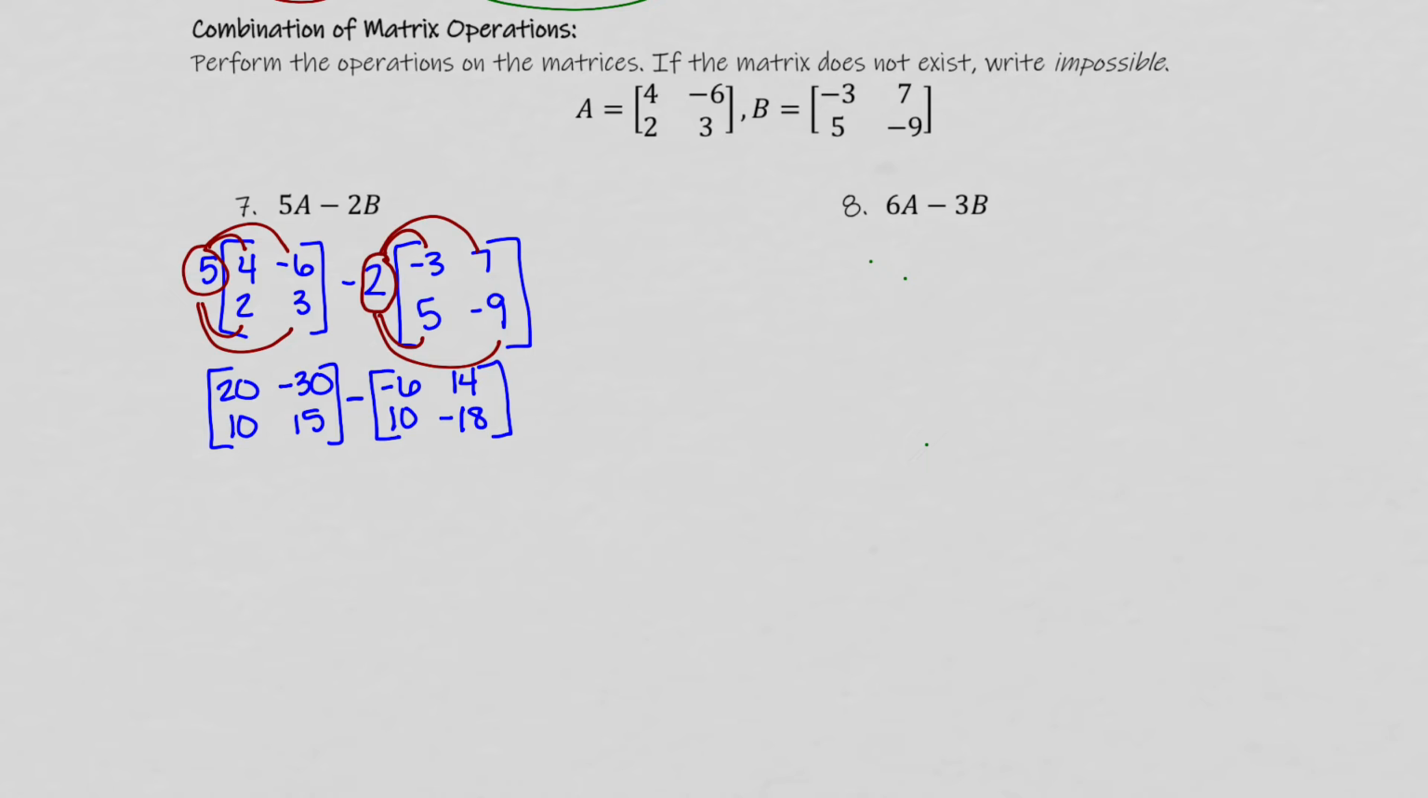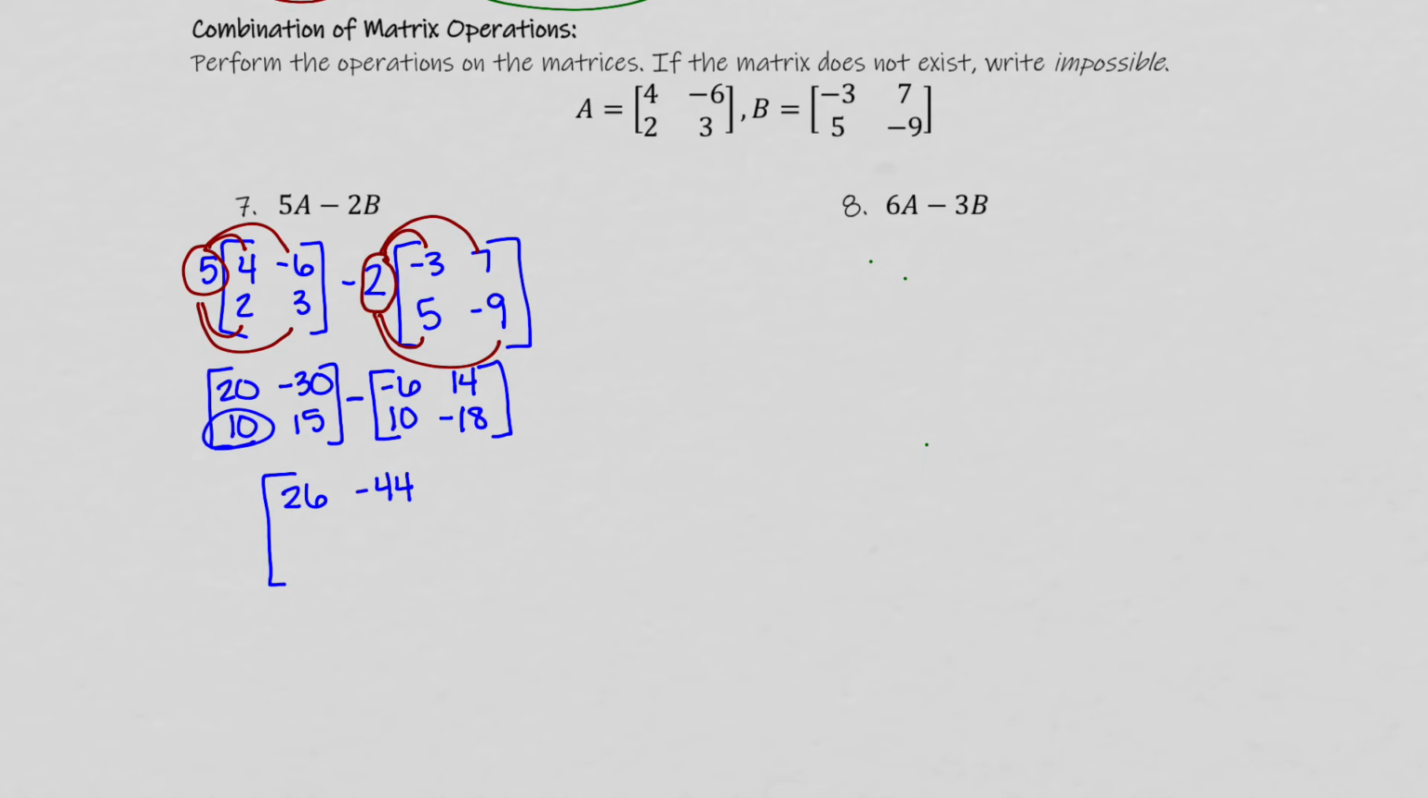I'm not going to rewrite showing 20 minus negative 6. We're just going to say it and do it. So I'm going to take 20 minus negative 6. So minus a negative makes plus a positive. So it's 20 plus 6 is 26. And then I have negative 30 minus 14, so they're both really negative. Negative 30 minus 14 would be a negative 44.